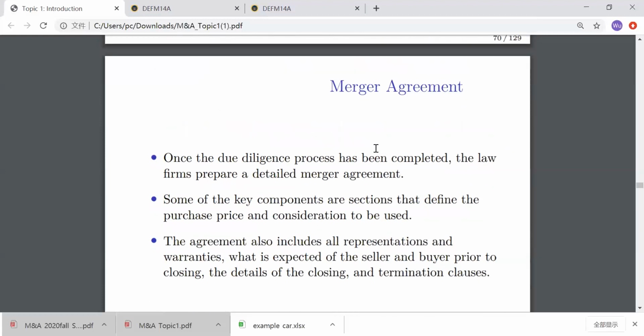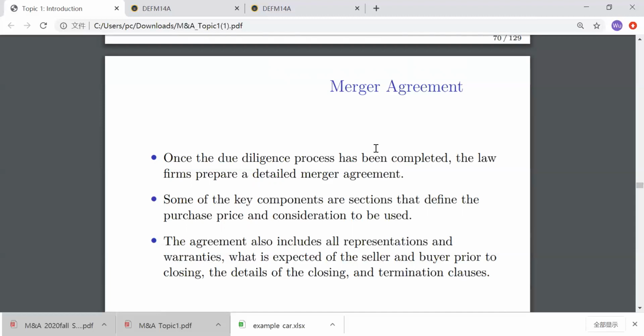Now, finally, if everything is negotiated, then both parties will sign a merger agreement, right? The merger agreement is prepared by the law firms. Some of the key components in the merger agreement will include the purchase price and the consideration, right? For example, if it's 100% cash, or half cash, half stock, or a stock-for-stock, 100% stock deal.